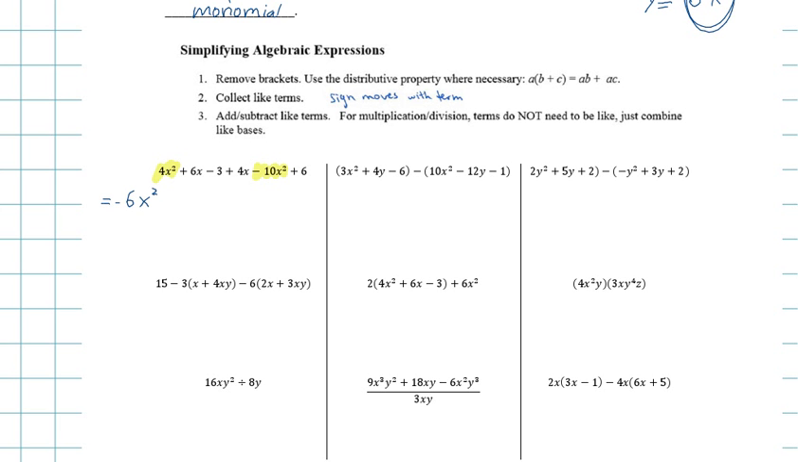Now, do you have any like terms to 6x? 6 and 4. Which equals to? So plus 10x. So I have negative 6x squared plus 10x. And then I have negative 3 and plus 6, which gives me plus 3. So the first one was 4x squared take away 10x squared, right? That gives me negative 6x squared.